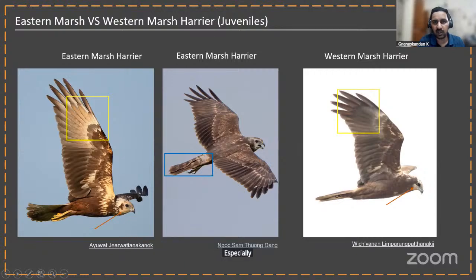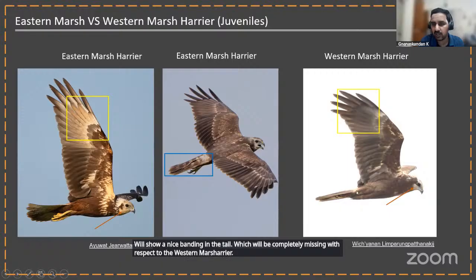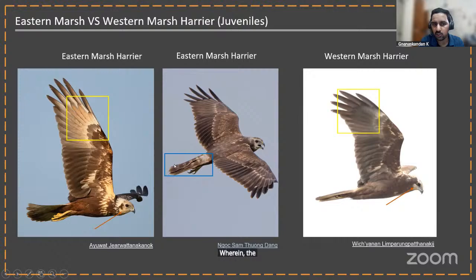Especially while you're looking at the Eastern and the Western Marsh Harrier, the best pointer that can conclude the ID is by looking at the tail. Eastern Marsh Harrier juveniles in all ages will show a nice banding in the tail, which will be completely missing with respect to the Western Marsh Harrier. Western Marsh Harrier have a more plain brown tail, be it the upper tail or the side, the rest of the tail feathers, wherein the Eastern Marsh Harrier shows this nice white upper tail coverts, followed by that banding.